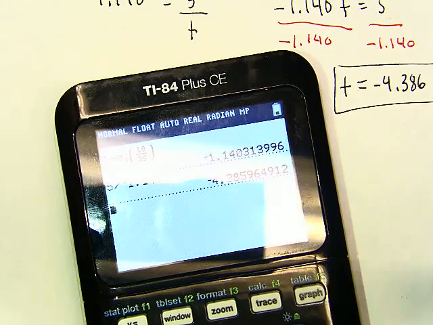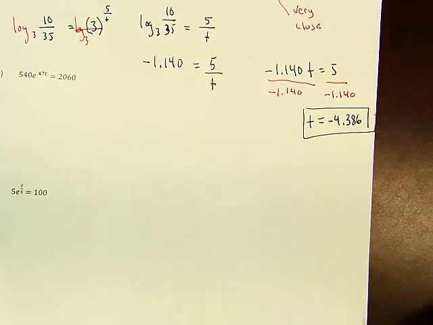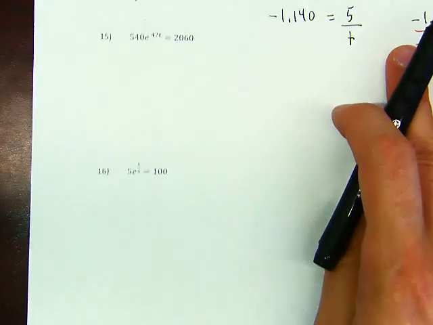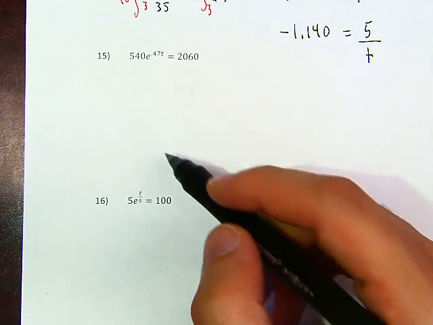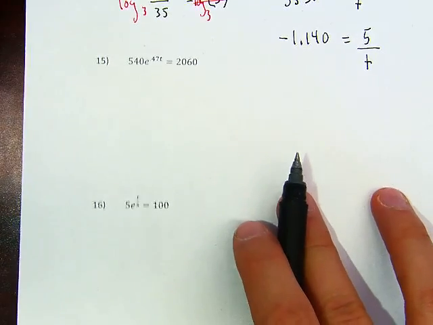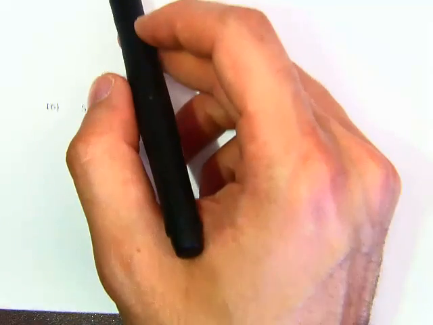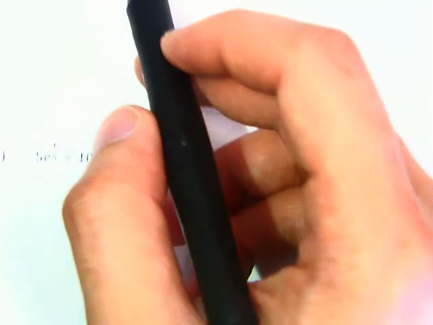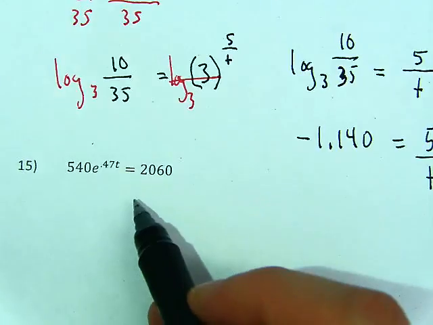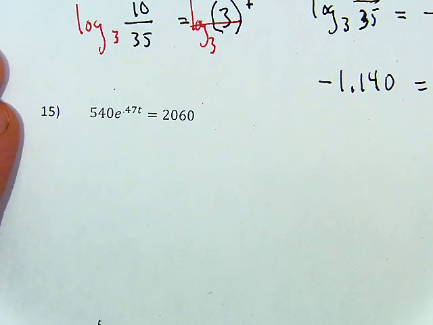Okay. What about the next one? Let's see. Okay, last one, and then I'm sure you could do this one by yourself. Here we have 540e to the 4.7t is equal to 2060. This question here. So how would you solve this question?